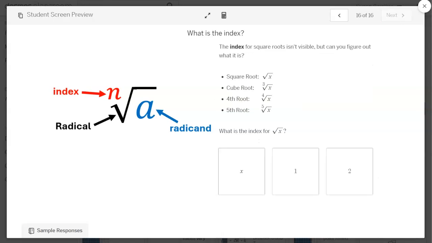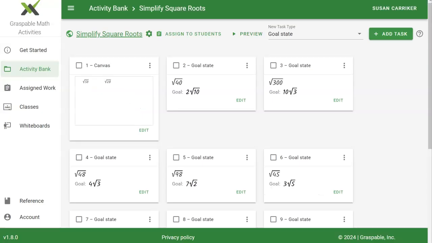All right, and then now they're going to answer the question here. What do you think the index is for a square root? You can't see it, but what could it be?